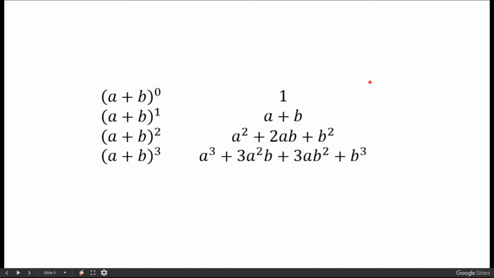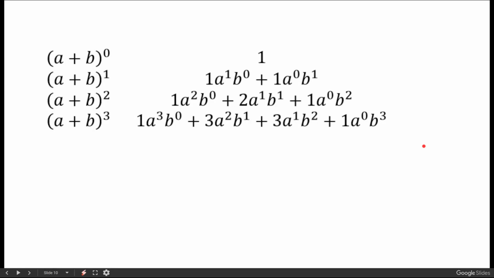All right, now we're going to look at the exponents in each term and see if we can come up with a pattern there. I'm going to add, for example, b to the 0 power to this term right here, because I want to see an a and b in each term so I can understand what's happening with the exponents. And I've done that here.